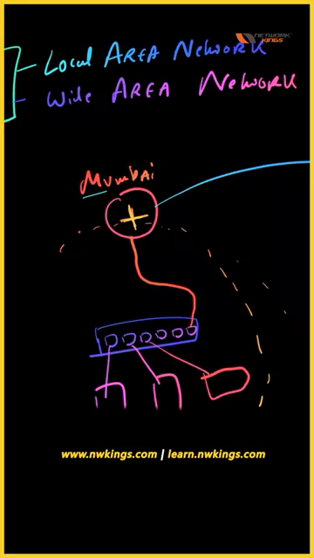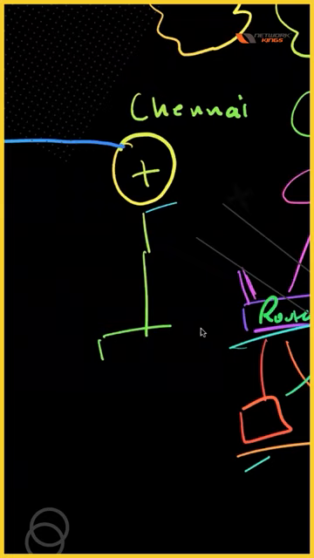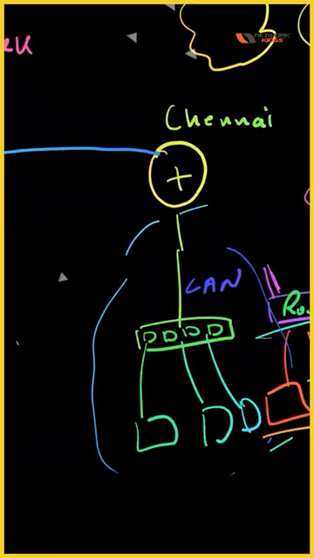And Chennai also has the same type of setup, and that is also a local area network. And this, we can say, is a wide area network.